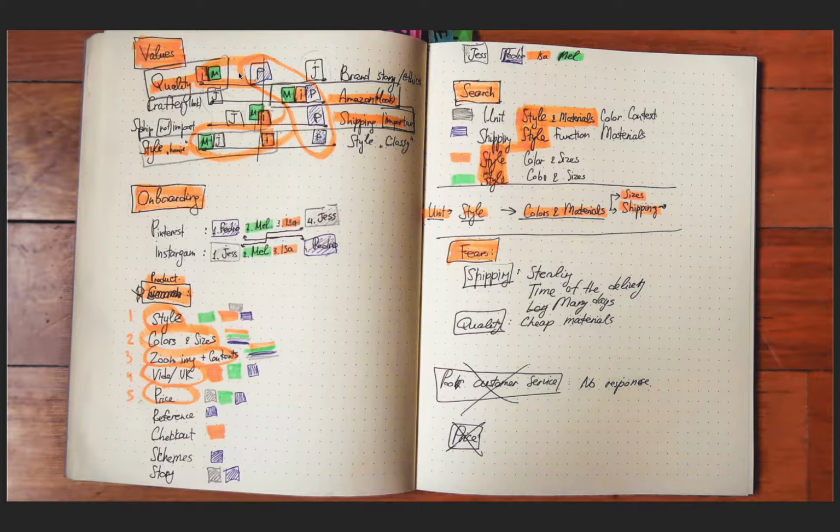started to just use this table with different axes. So as you can see here, it's a little bit messy, but just to explain the process: you can see this gray was Jess, this blue was Pedro, this orange was Isa, and green Melissa. Basically, I was positioning, I was setting the qualities. Let's say quality or a brand story, Amazon or craft, shipping important or not important, style classy, style homey.